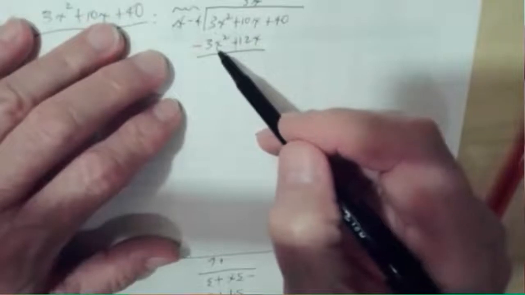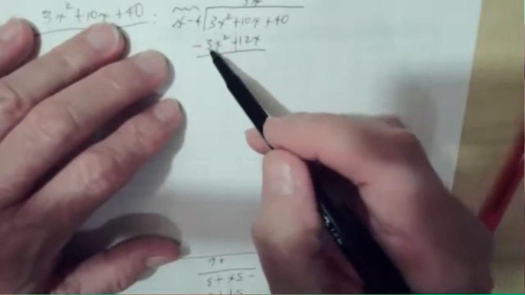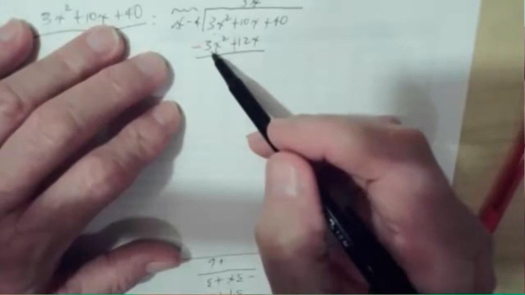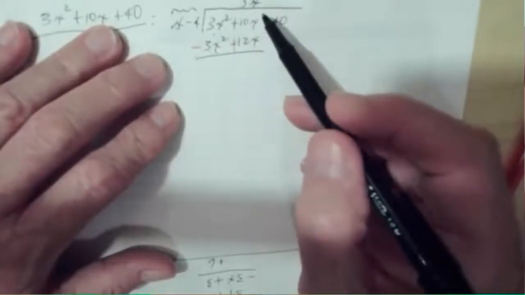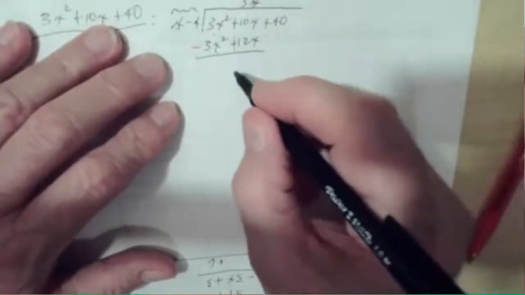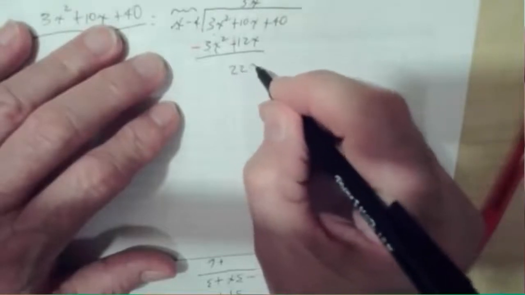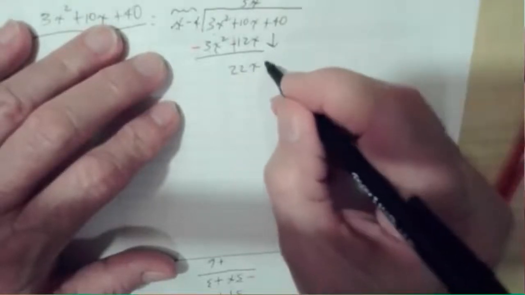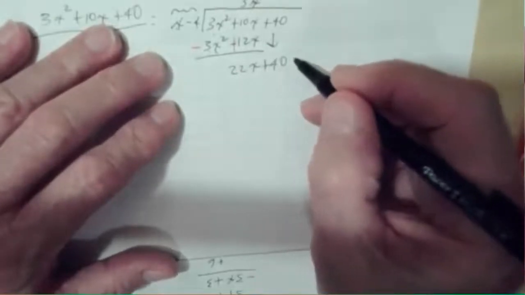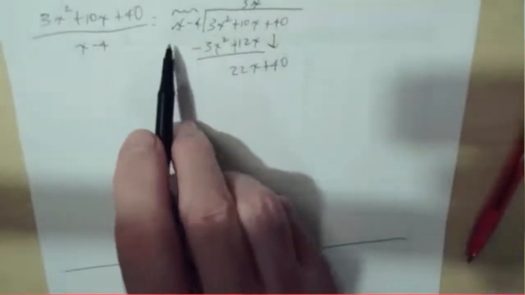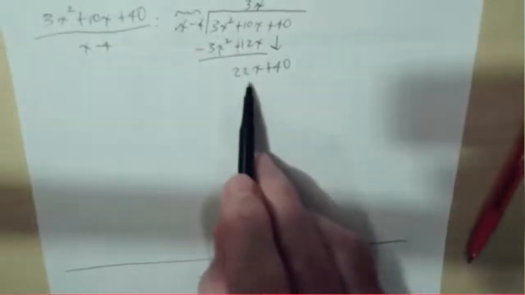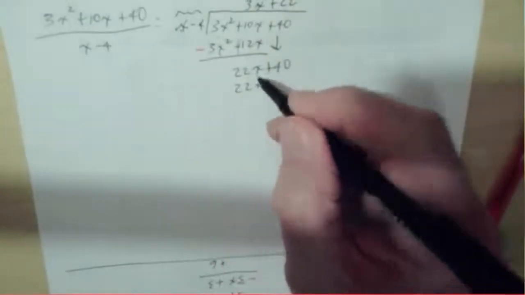3x squared minus 3x squared is 0. That's what you have to have here. That's the one thing that has to be. Now we have 10x plus 12x, what is it? 22x. Bring down the 40. Now, what times x is going to give us 22x? 22, right? 22 times x is 22x.